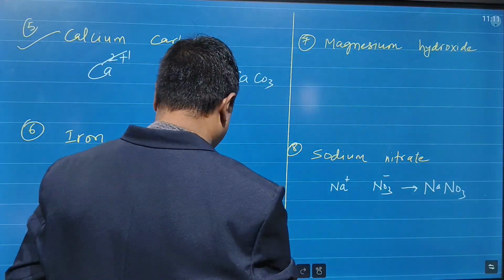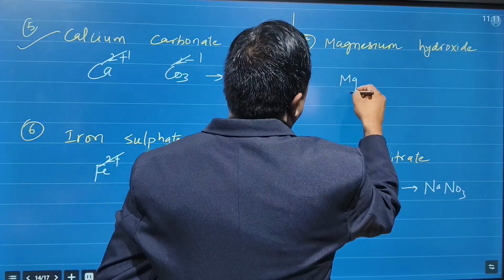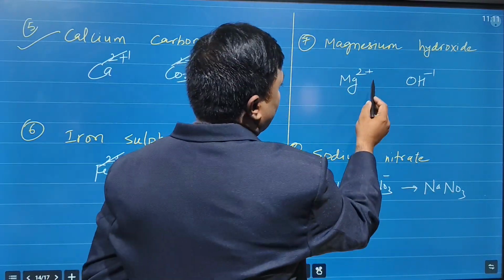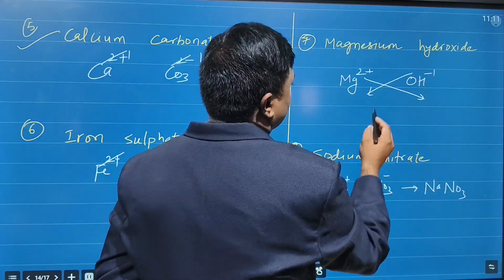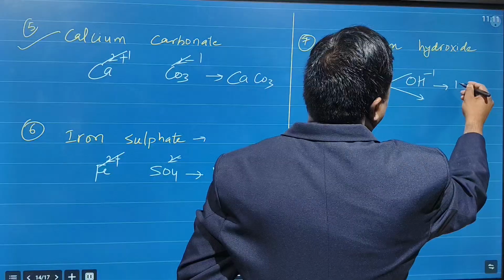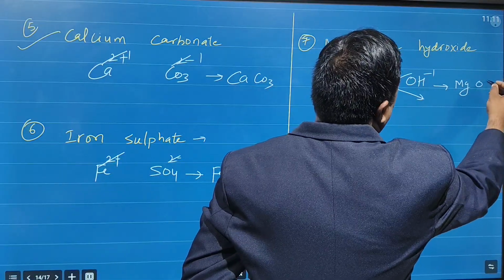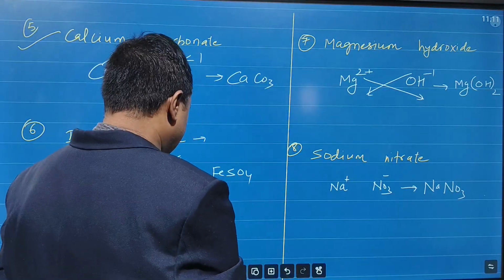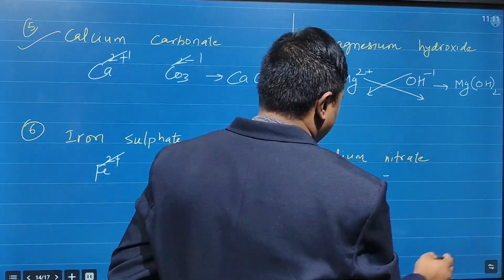Magnesium is what? Mg2+, hydroxide OH-. So 2 will move here and 1 will come here, right? Whenever 2 is coming, it will go with the O atom and H atom both. So we are taking Mg1, and OH in bracket you should write twice. Is it clear?